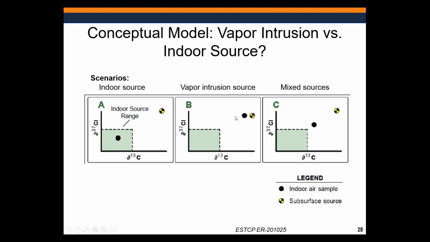Here's the reverse example. This is a vapor intrusion example. Basically, the isotopic value that you're seeing in your indoor air source is very close to what you're seeing in the groundwater. And here would be a mixing scenario where you're somewhere in between. So maybe you have a little bit of an indoor source and you also have a groundwater vapor intrusion source.